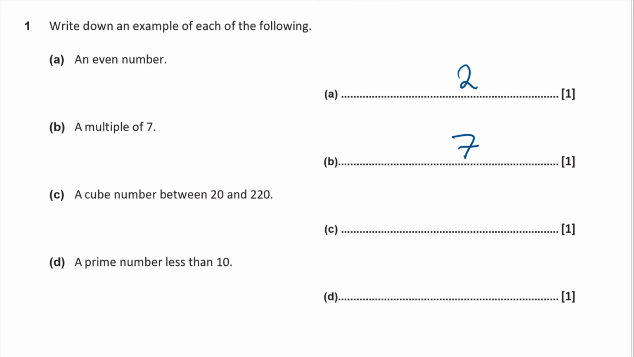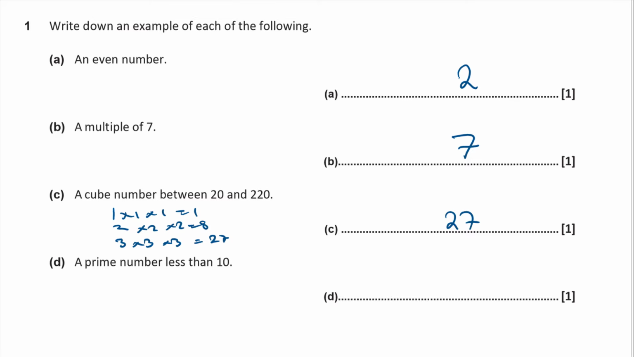A cube number between 20 and 220. Well, the cube numbers are where you times a number by itself. First cube number, 1 times 1 times 1 is 1. Then we've got 2 times 2 times 2, which is 8. And then after that, we've got 3 times 3 times 3, which is 27. So that will do. That's in the range.